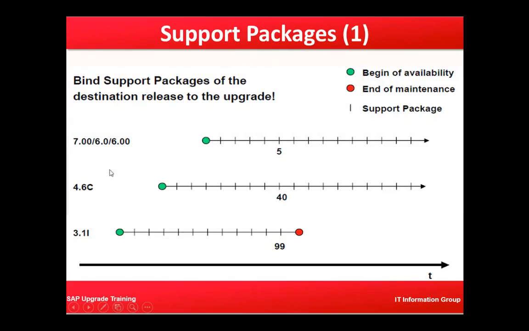Whenever you are performing an upgrade, you need to find out the support packages which are relevant, basically which are released after. Say for example, I am at 99; if I'm upgrading from this to this, I should go for 40. If I'm upgrading from this to this, I should go for 5 support packages. So we need to find out the relevant support package and bind that during the upgrade itself, not after the upgrade is done. Okay, that's what I wanted to cover in this particular training session.